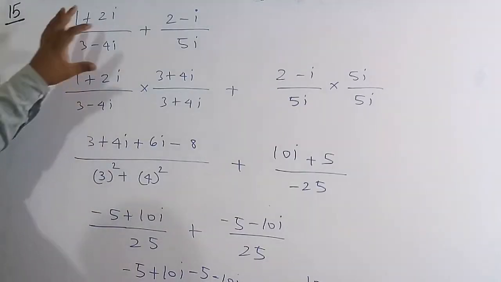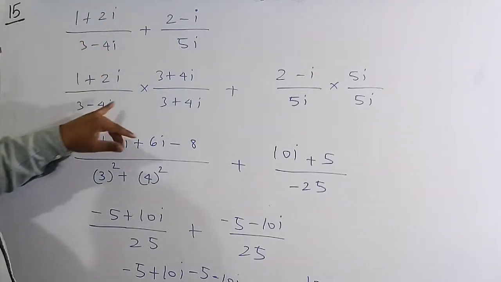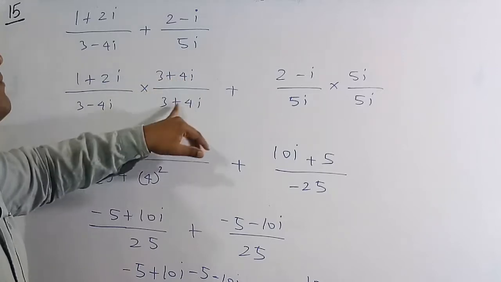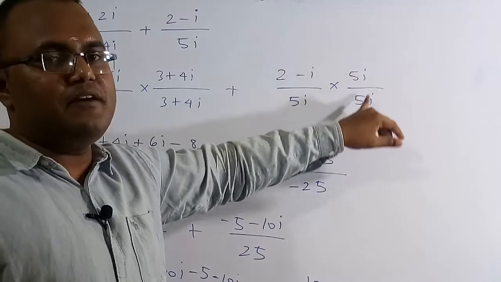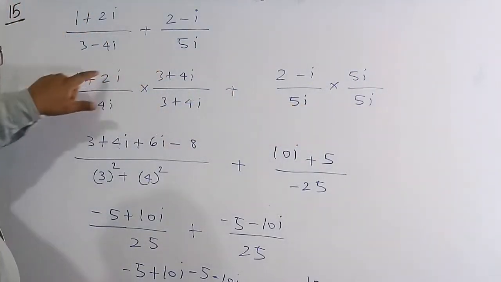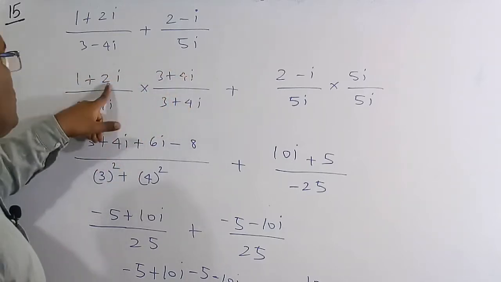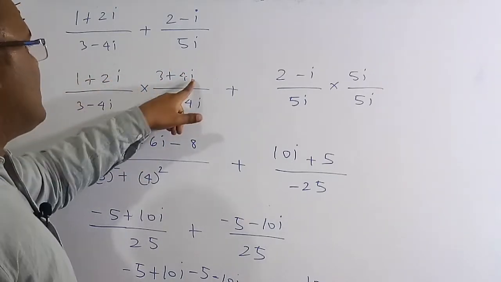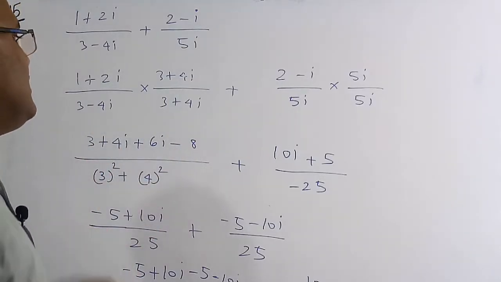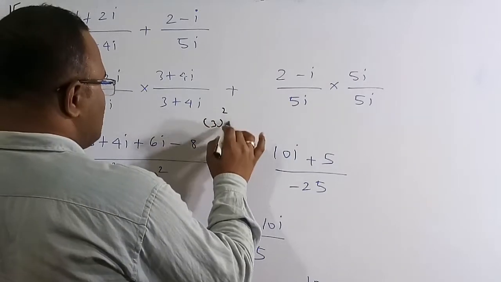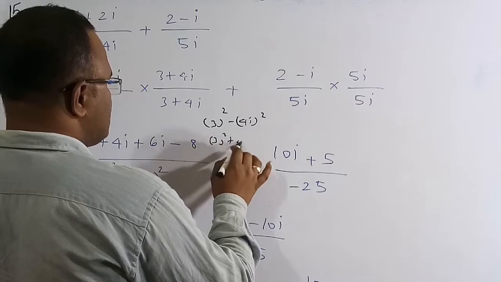So now we have to simplify this complex number. What I am going to do is, for the first part I am going to do the rationalization with respect to 3 plus 4i by 3 plus 4i, and for the second term I am going to do the rationalization with respect to 5i by 5i. If we do the multiplication, we get 1 into 3 is 3, and 1 into 4i is 4i, 2i into 3 is 6i, and 2i into 4i is minus 8. The denominator is a minus b into a plus b, which is a square minus b square, which is 3 square minus 4i whole square, but i square is minus 1, so therefore we are going to get 3 square plus 4 square.